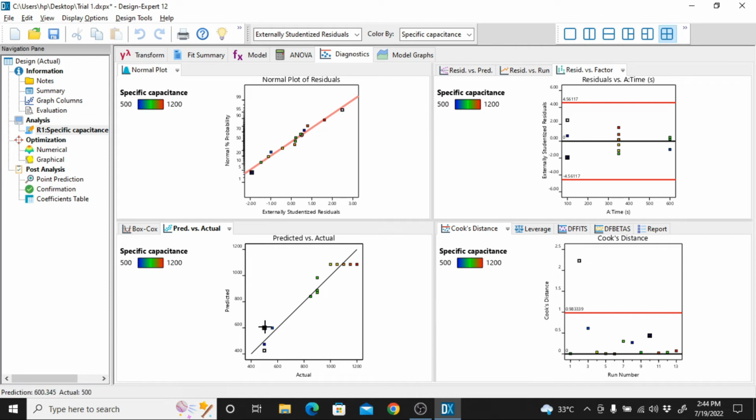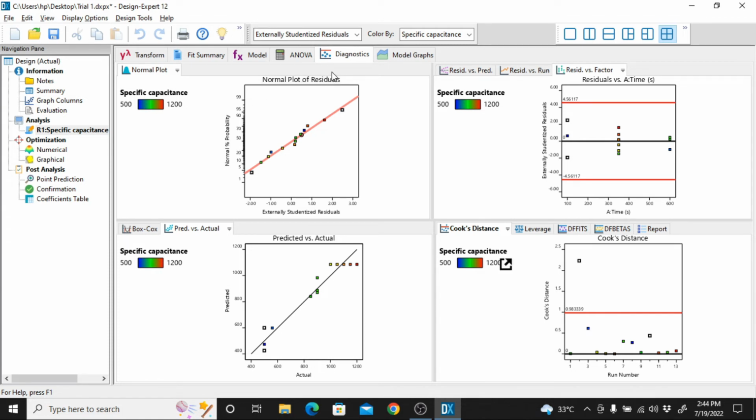You can see this one, you must repeat this one and also this one. If you don't know where this is from, just click again on the Cook's distance here. This is run number 2 and also run number 3. You can repeat the experiment.